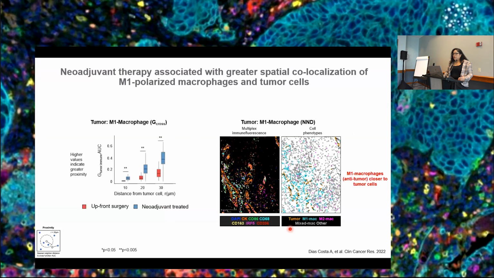In addition, neoadjuvant treatment also influenced spatial distribution. This was more evident for M1 polarized macrophages. So neoadjuvant therapy was associated with greater colocalization of tumor and M1 polarized macrophages, as you can see here in the image on the left. This finding was also consistent when we used a separate metric, NND, as you can see here in the figures on the right.